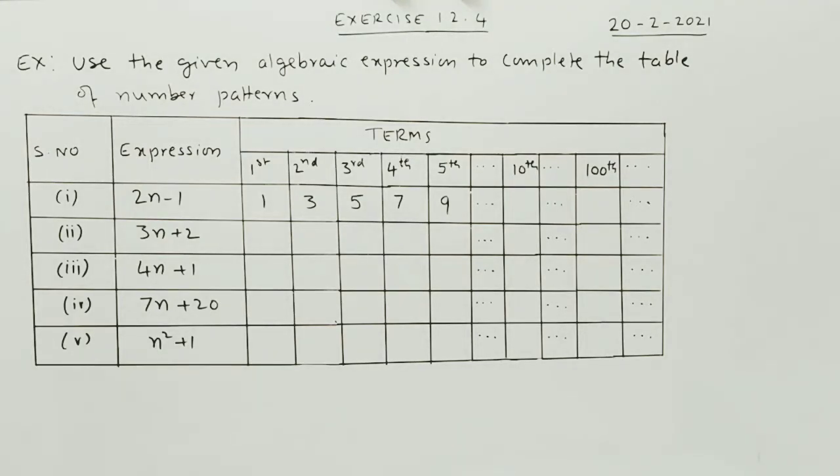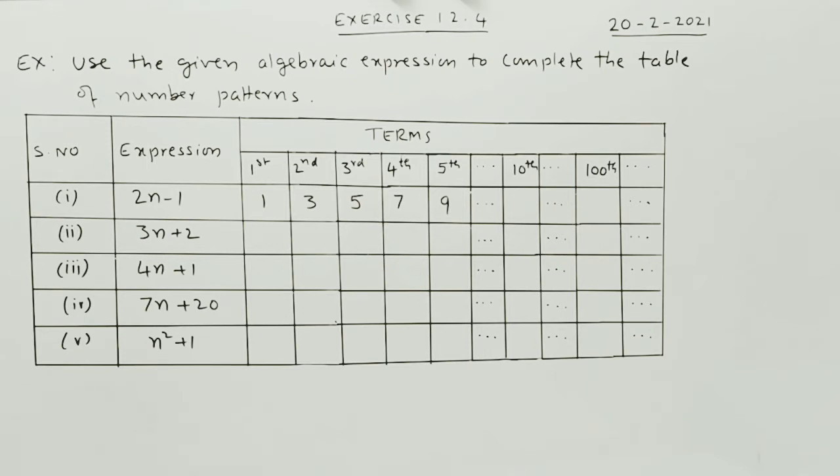Example: Use the given algebraic expression to complete the table of number patterns. Serial number, expression terms, that is first, second, third, fourth, fifth, dash dash dash, tenth, dash dash dash, hundredth, dash dash dash.